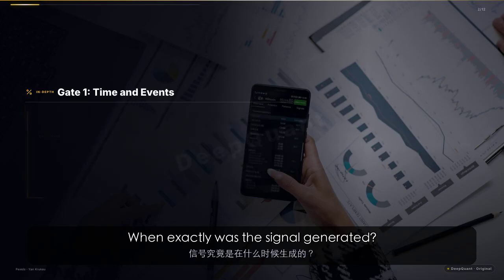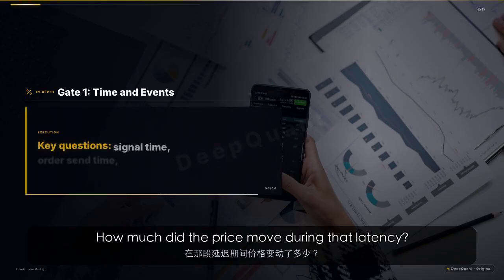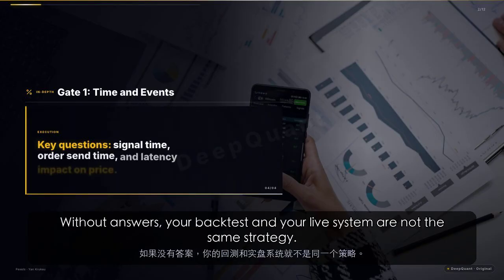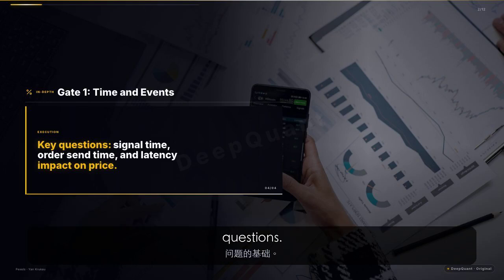When exactly was the signal generated? When was the order actually sent? How much did the price move during that latency? Without answers, your backtest and your live system are not the same strategy. Event-driven architecture is the foundation that forces you to confront these questions.